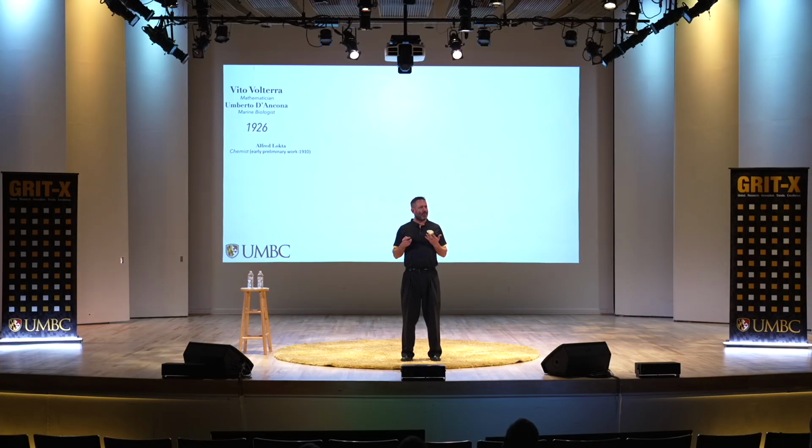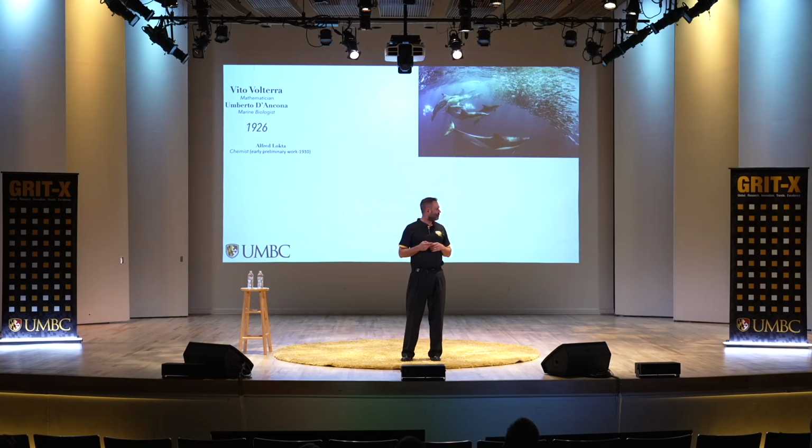So in 1926, Vito Volterra, an Italian mathematician, wrote a paper with his son-in-law, Umberto D'Ancona. Umberto is a marine biologist, and he noticed in a local fish market that there were periodic amounts of predatory fish versus prey fish in the market. And so he was wondering, well, what might cause this situation?